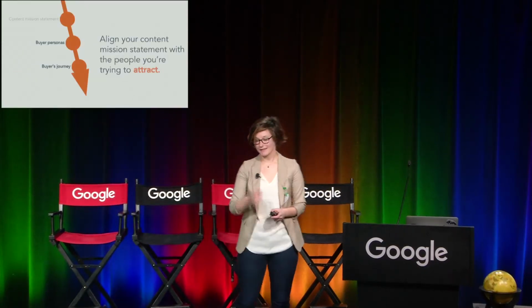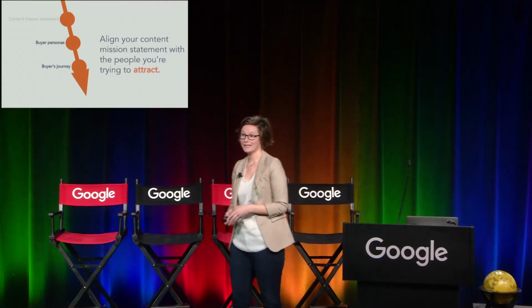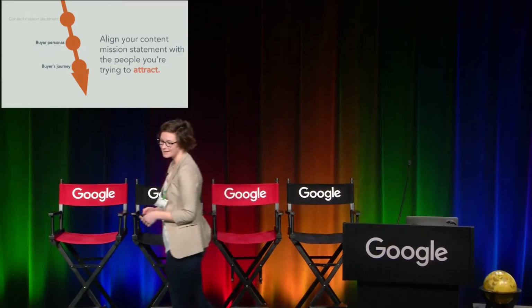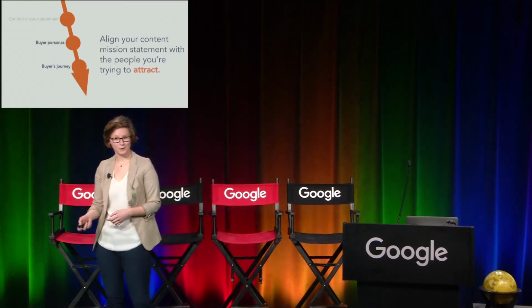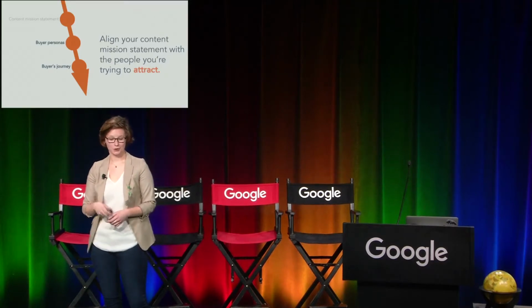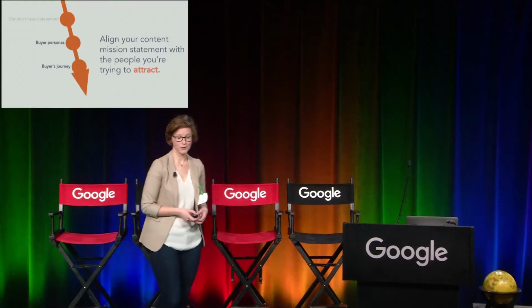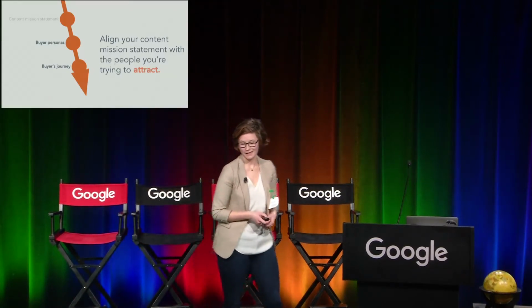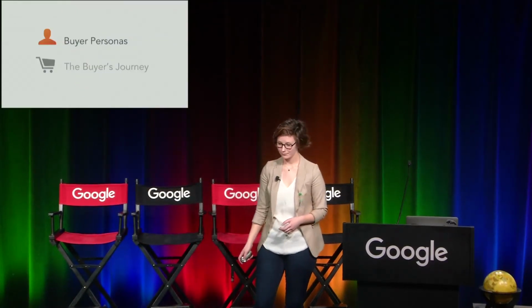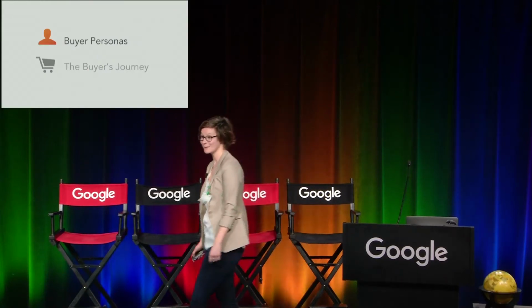So that brings us to the second two parts of creating your content strategy. And that's aligning what you're trying to do, your purpose, with the people you're trying to attract. And the two main vectors that you're going to use to do this are your buyer personas and your buyer's journey. So we're going to start off with buyer personas.